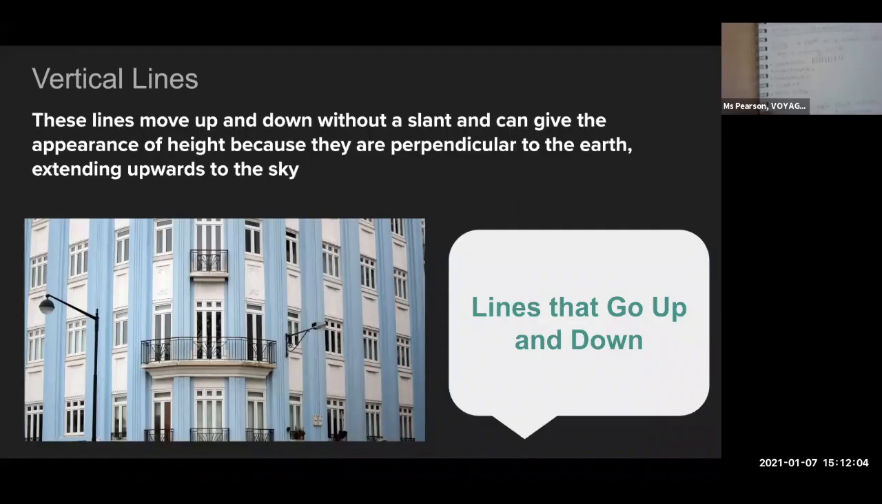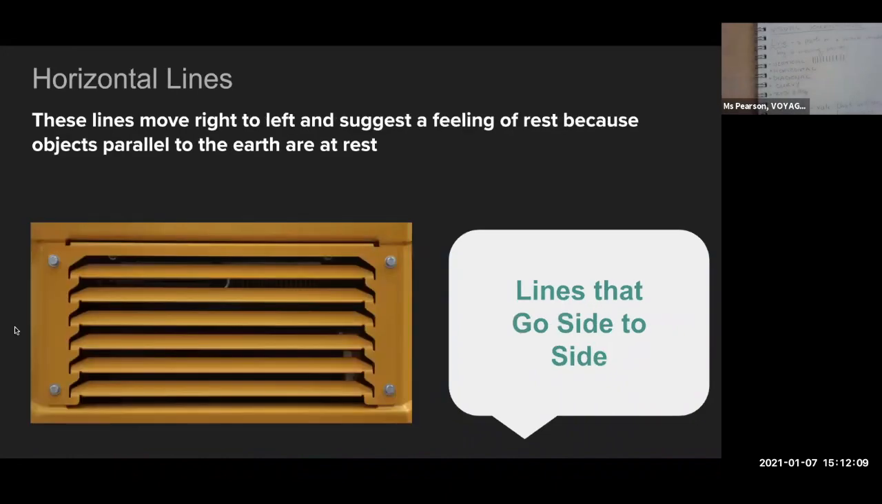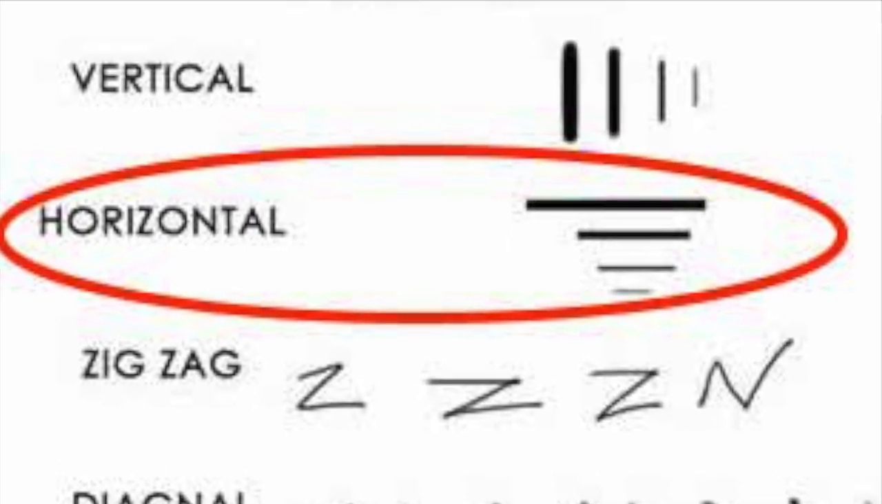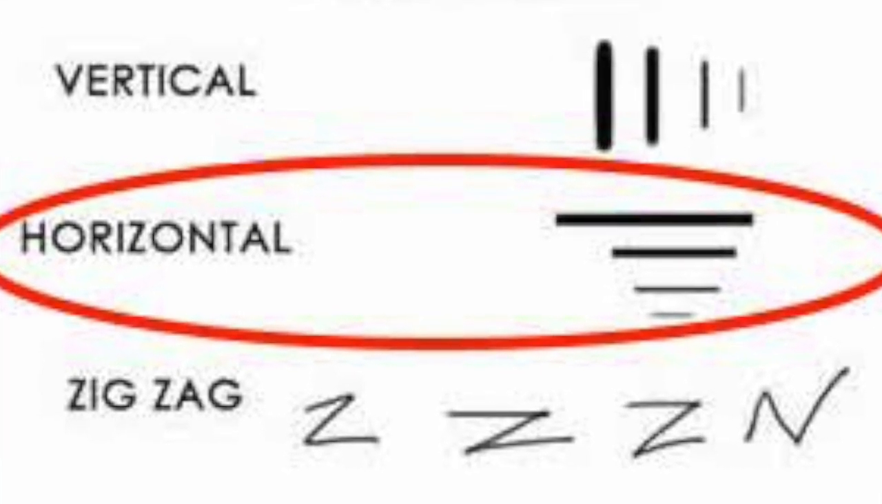Great. All right, the next type of line are horizontal lines. Horizontal lines are lines that go side to side. Think of the horizon of the sun hitting the ground, right? It goes from left to right, side to side. What I love about horizontal lines is they suggest a feeling of rest because those objects are parallel to the earth. And that's how we are when we are at rest. So horizontal lines go side to side.